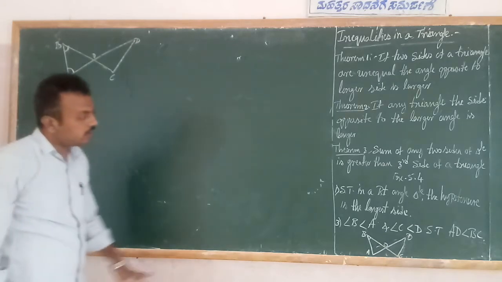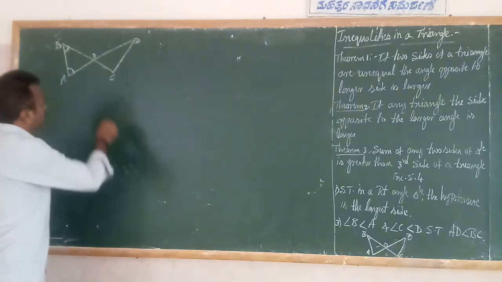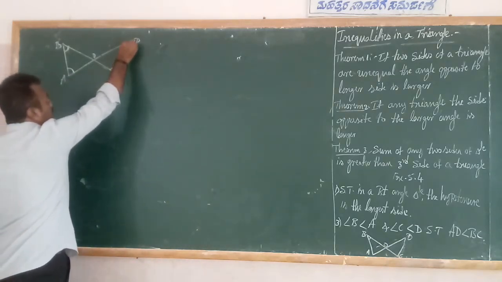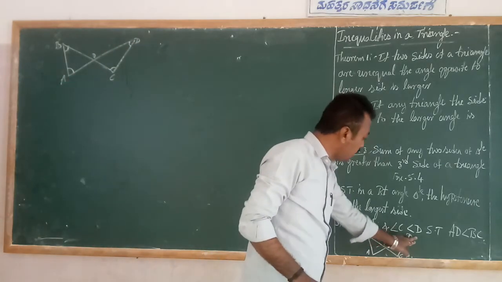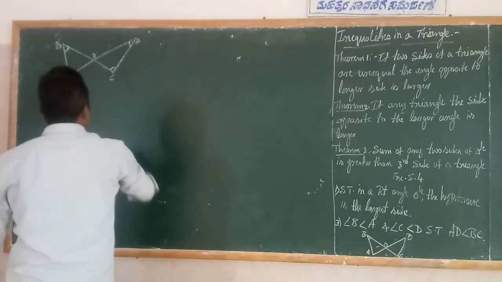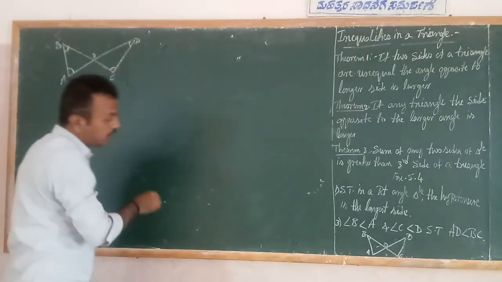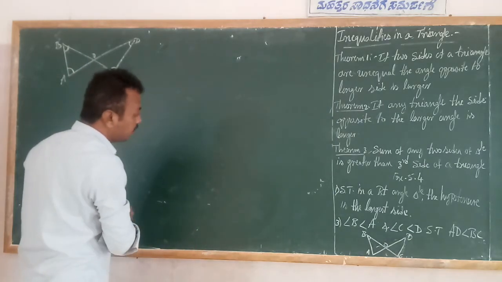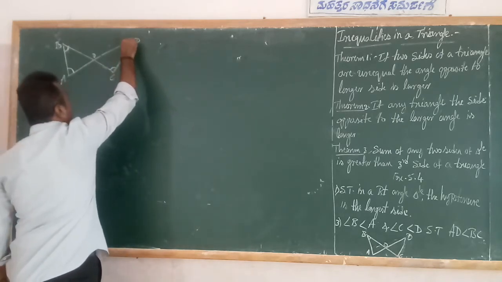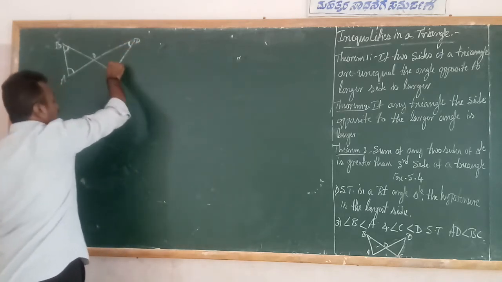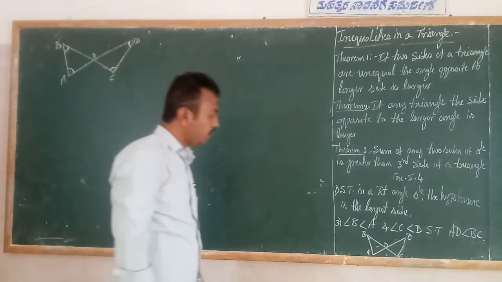Next, angle C and angle D. Angle C is less than angle D. So D is greater and C is smaller.